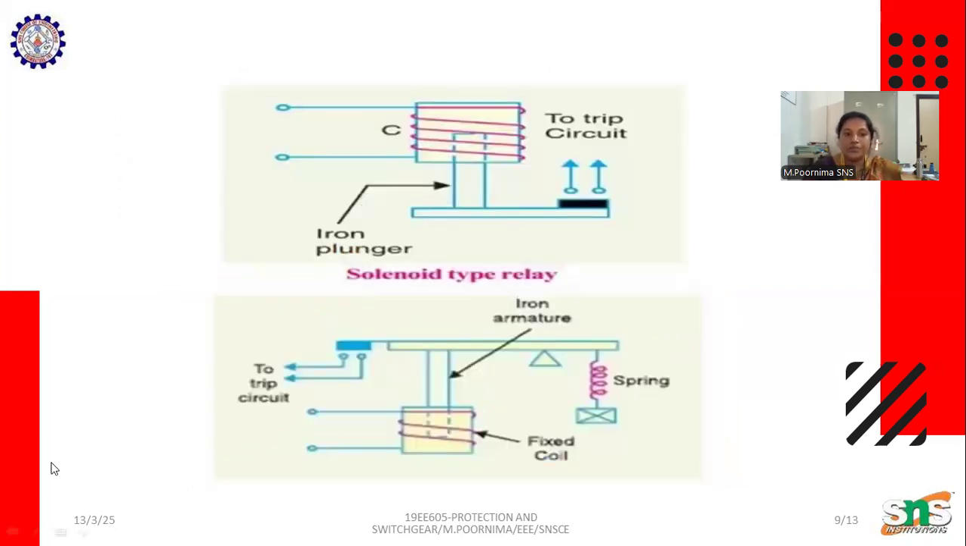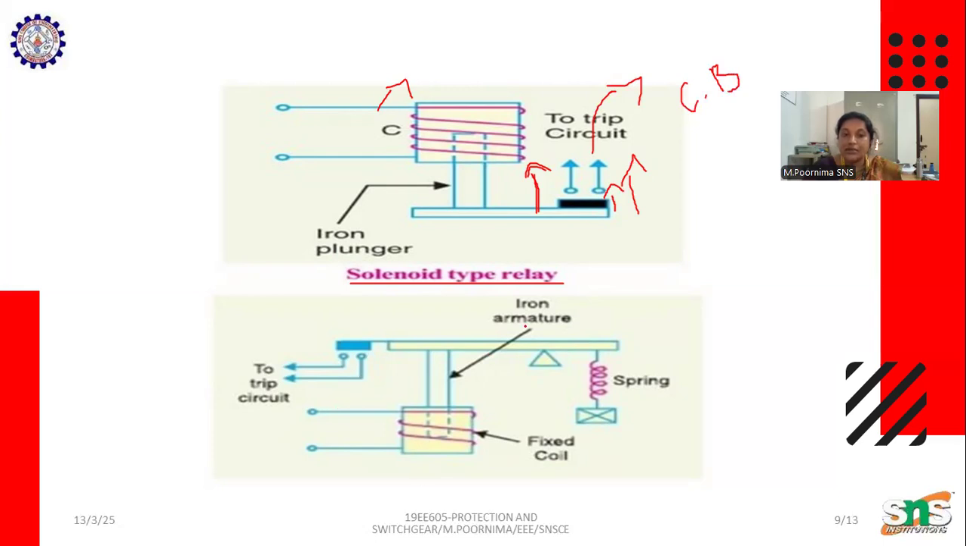So today we are going to discuss the solenoid type relay. In a solenoid type relay, when the coil gets energized, the magnet gets attracted. This is connected and attached to the trip circuit, and finally this trip circuit is attached to the circuit breaker. So this is the solenoid type relay.